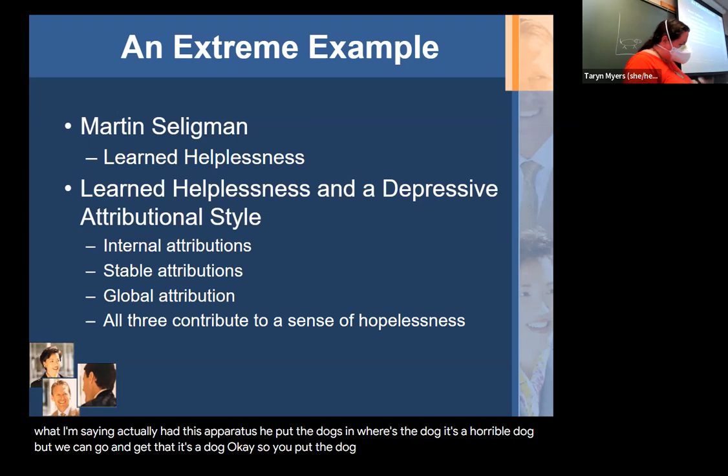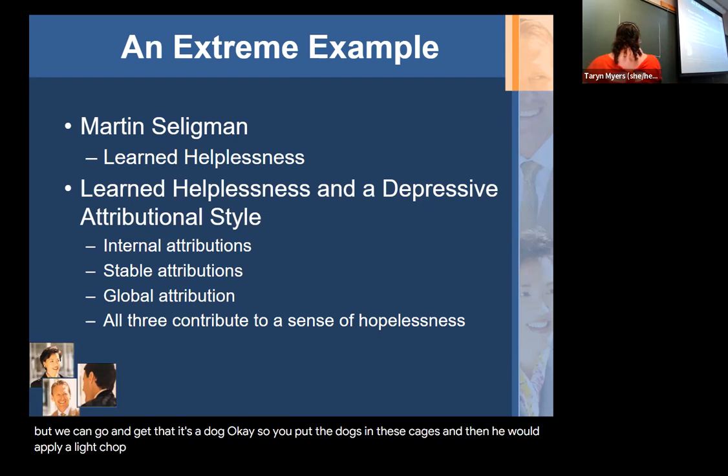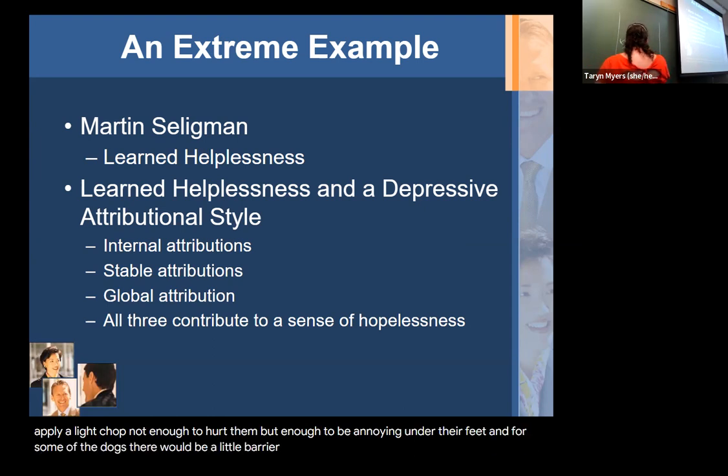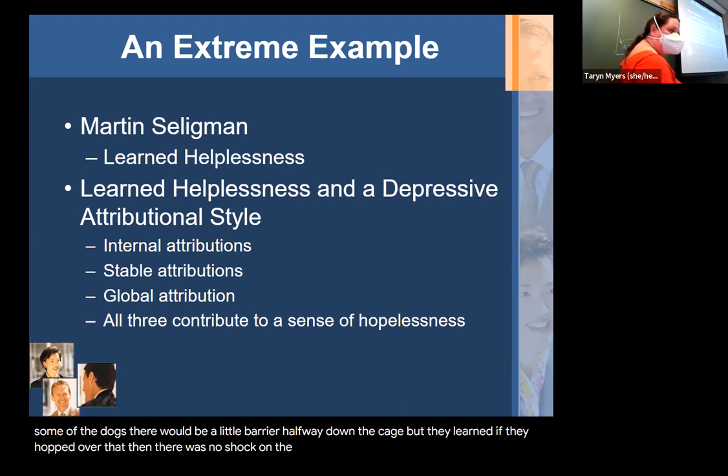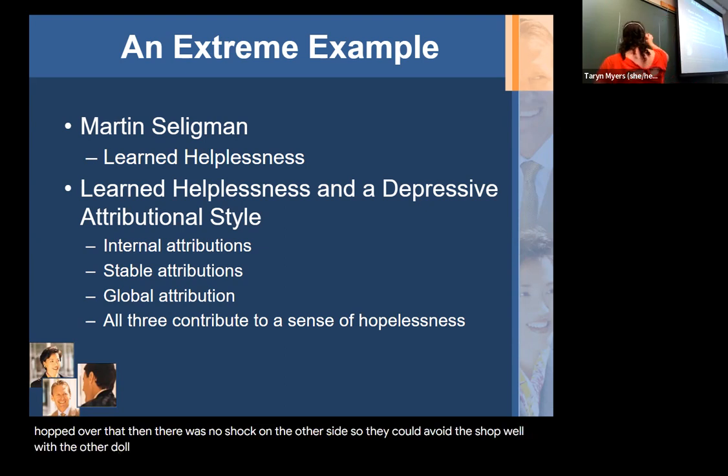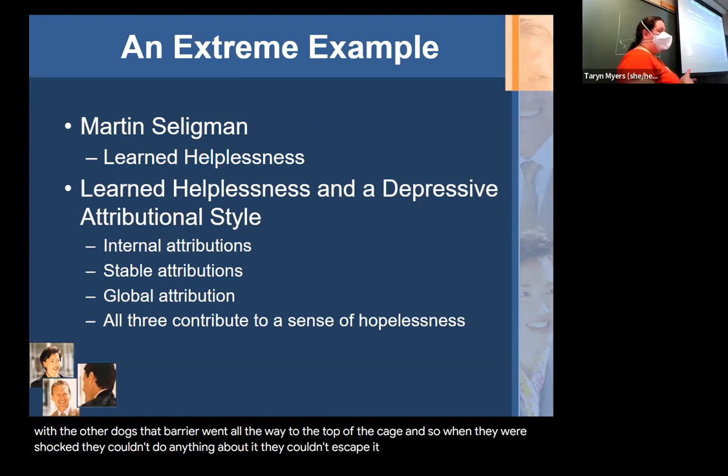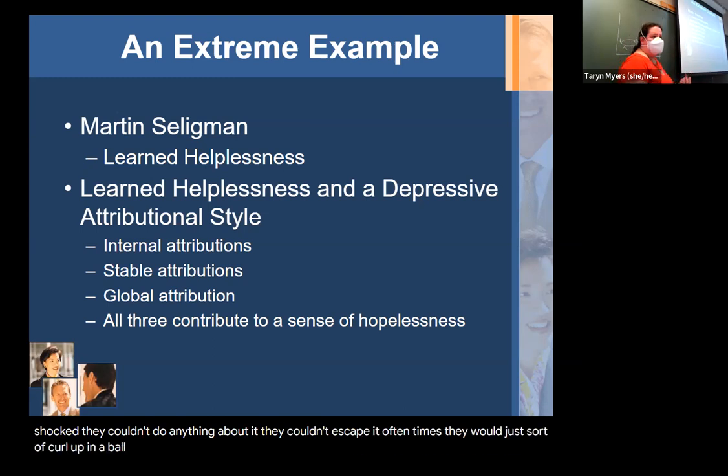So he put the dogs in these cages, and then he would apply a light shock, not enough to hurt them, but enough to be annoying under their feet. And for some of the dogs, there would be a little barrier halfway down the cage, but they learned if they hopped over that, then there was no shock on the other side, so they could avoid the shock. Well, with the other dogs, that barrier went all the way to the top of the cage. And so when they were shocked, they couldn't do anything about it. They couldn't escape it. Oftentimes they would just sort of curl up in a ball until it was over.